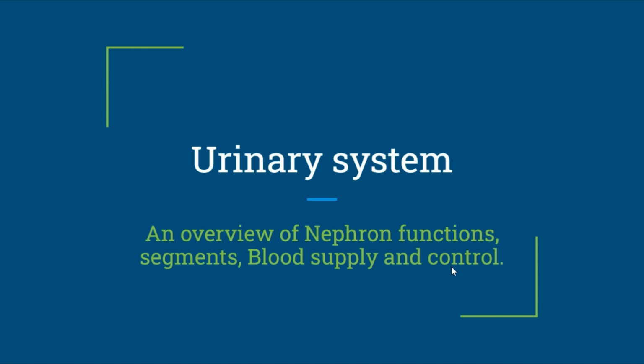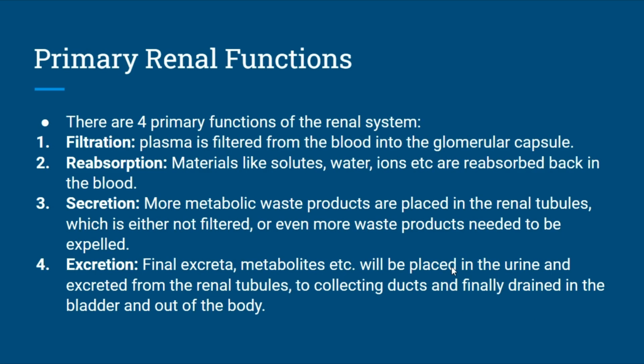From here, we're going to look at the physiology. In the previous lectures, you have seen the anatomy and the histology, but over here, we're going to start looking at the urinary system as a whole from the physiological point of view so you can understand the basic functions of it. So there are four primary functions of the renal system.